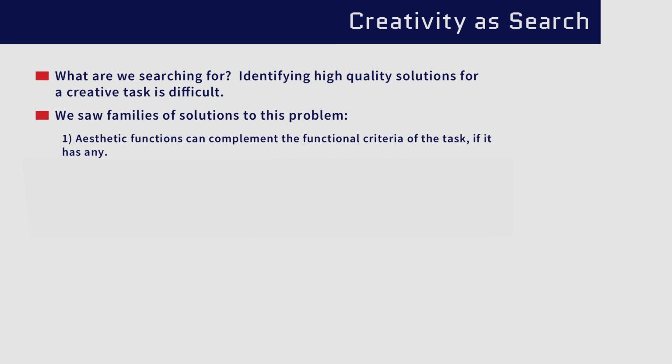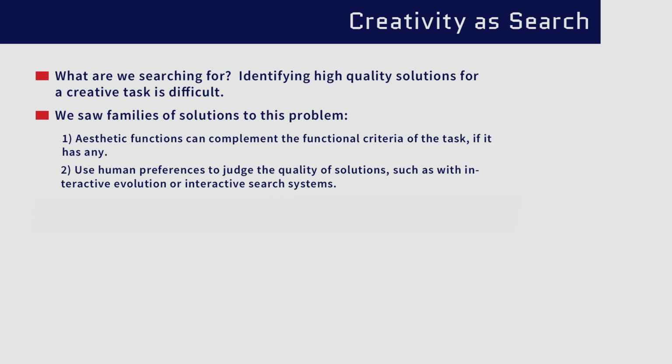We saw that many attempts have been made to devise aesthetic functions to complement the functional criteria of the tasks, if it has any, but solutions using formalized analytical criteria and ratios are imperfect, often insufficient, and sometimes controversial. A second family of approaches is to let a human judge the quality of the solution, like with interactive evolution or interactive search systems. We saw how this proposes a radical change to the design process and opens many possibilities, but we also saw how this often introduces a bottleneck in the search. We saw how difficult it is to learn aesthetic preferences from human subjects.